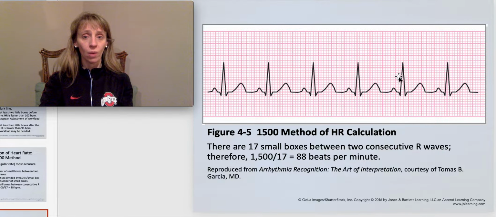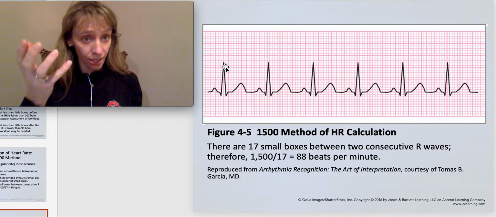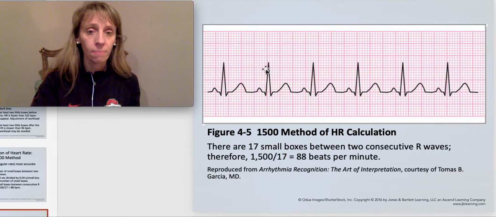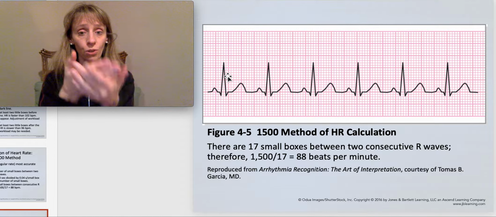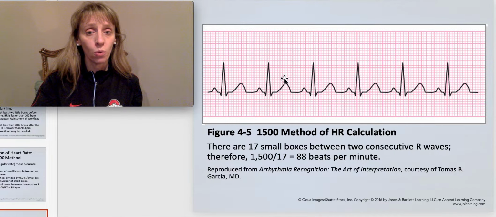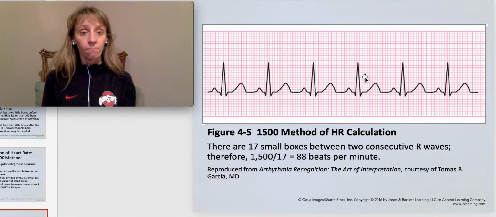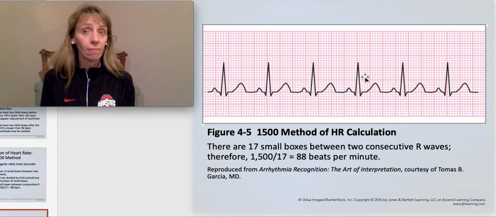It doesn't matter which ones. We are going to count the little boxes. As you see, it takes a good set of eyes to do this because the boxes are really fine. You're going to count how many baby boxes. And there's 17 baby boxes here, and you're going to take 1500, right? So you're 1500, 17, you do the division, you get 88 beats. This is going to give us an estimate between each R to R interval. Therefore, we can make that inference that this heart rate is approximately 88 beats per minute.